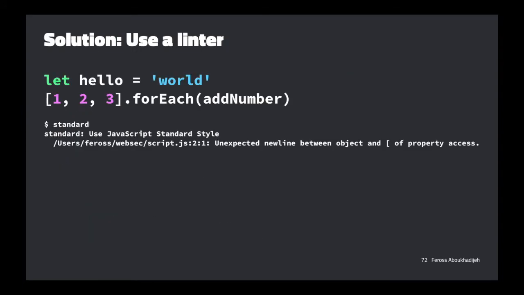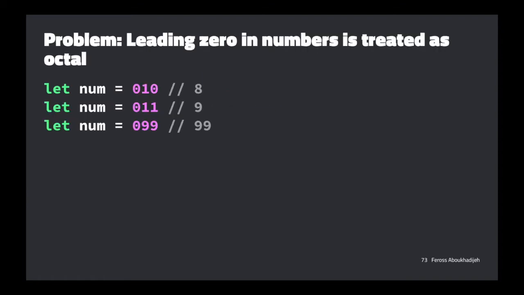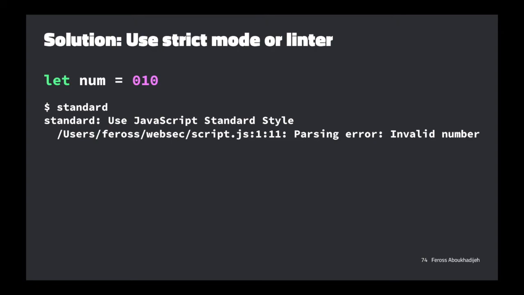OK, so what are the other things? It turns out you can add leading zeros to numbers, and that actually turns them into octal numbers instead of decimal numbers. So that's 8 and that's 9. Except if you use a digit like 9, which happens to not be a valid digit in octal, then it ignores the 0 and gives you 99. So anyway, this is dumb. You should use a linter to catch this if you accidentally do it. Use strict mode, because strict mode also prevents octal numbers from working.